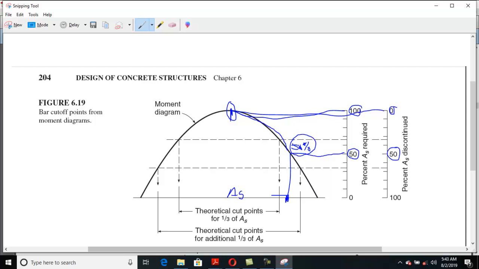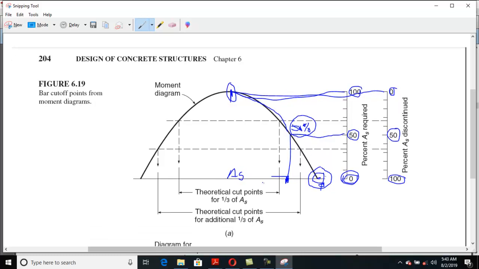at the midspan. Clear? And at the support, theoretically you need 0% of steel there because the moment is zero right there. Clear? So as the moment is zero, theoretically you need 0% steel. This means 100% of the steel should be discontinued. Maybe you can say cut off at this point, 100%.